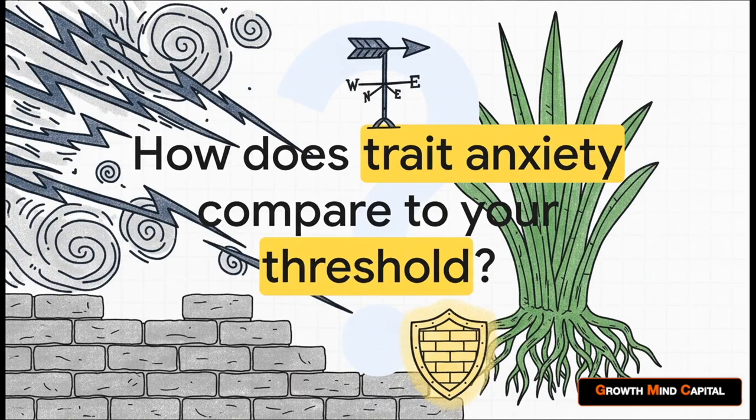All of this brings us to one stark final question. How does your trait anxiety measure up against the resilience threshold you are building? Seriously, are your walls strong enough for your specific baseline weather, or are you just kind of sitting there hoping it doesn't rain? Understanding this dynamic is a total game changer. It empowers you to stop being a victim of your mental climate and start actually laying the bricks.